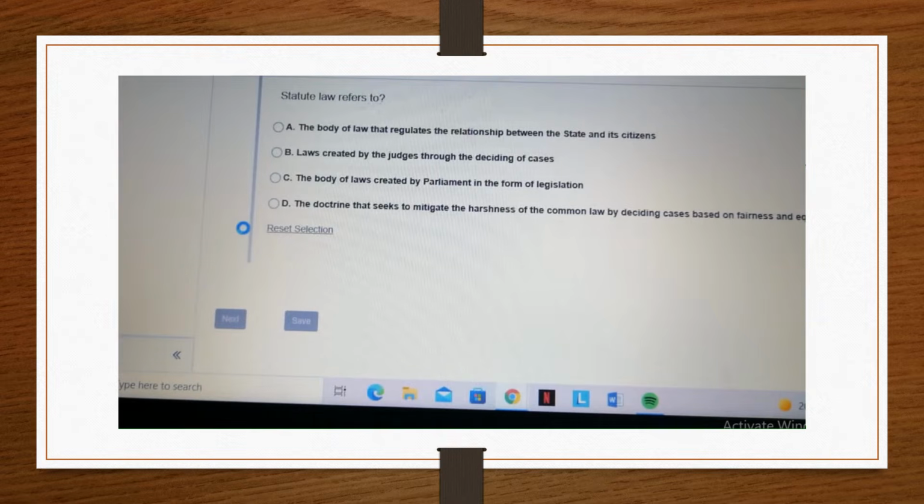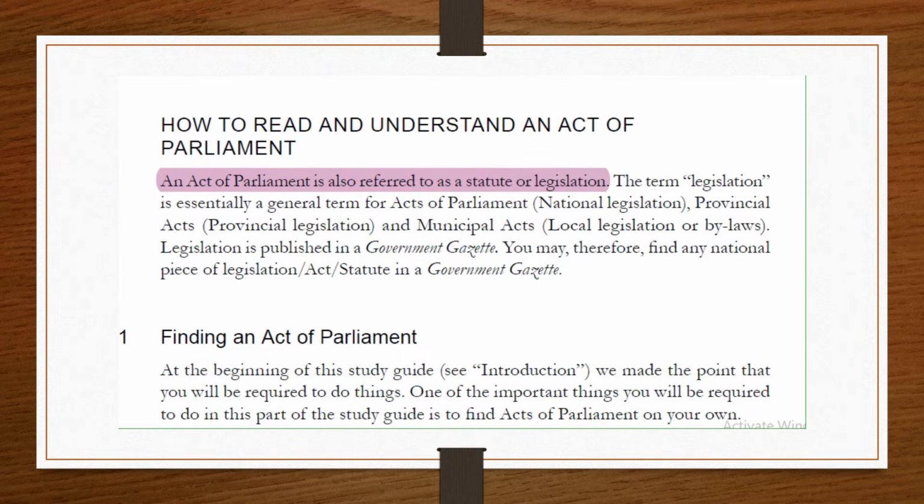Statute law refers to... My answer is C, which is on page 43 of our study guide. It says the body of laws created by Parliament in the form of legislation. Let's go to page 43. There, in black and white, an act of Parliament is also referred to as statute or legislation.